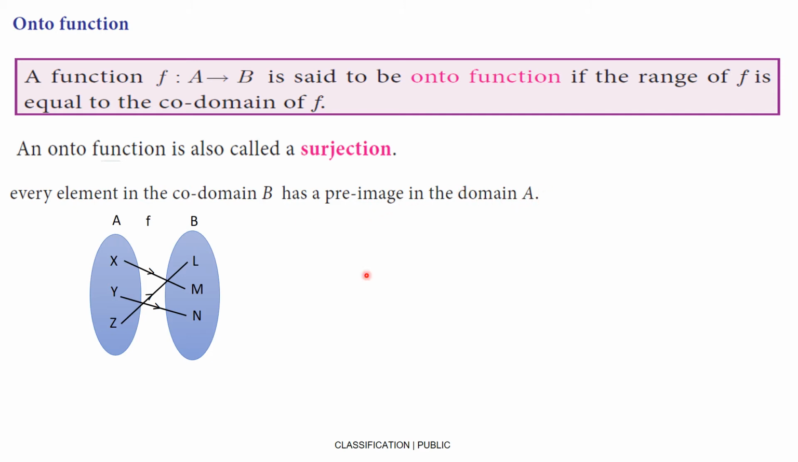That is, x, y, z are elements of A and l, m, n are elements of B. This is the domain and this is the codomain. Codomain is related to every pre-image in the domain A. Here you see x is related to m, z to l and y to n. So range is equal to the codomain, so it is an onto function. Clear?